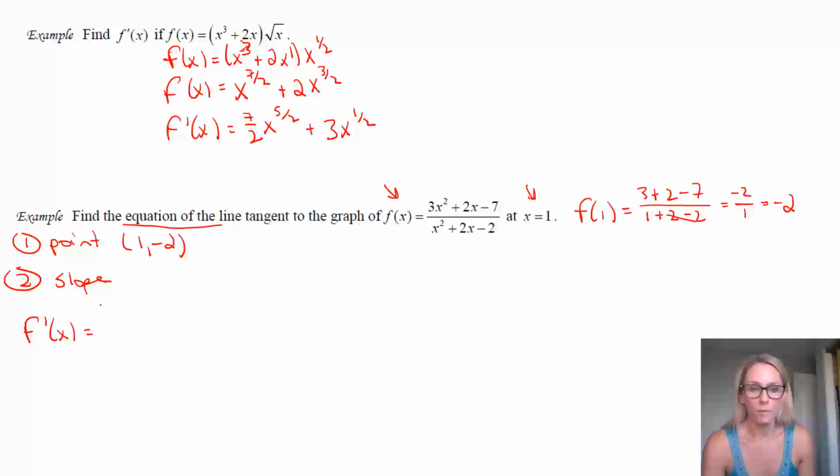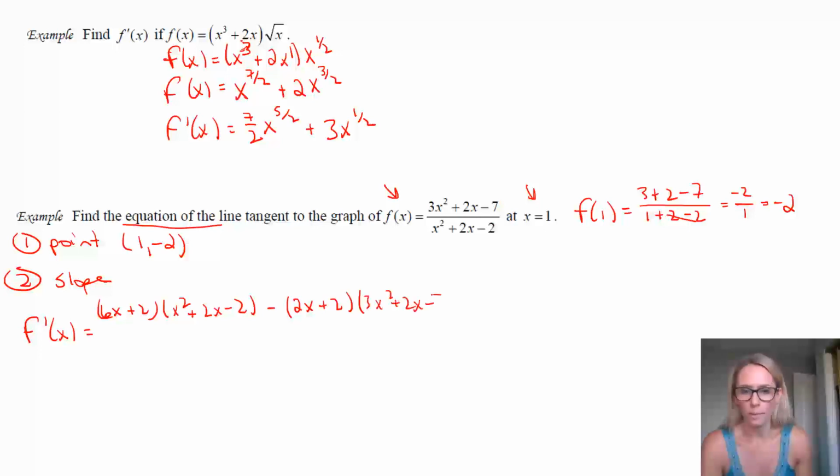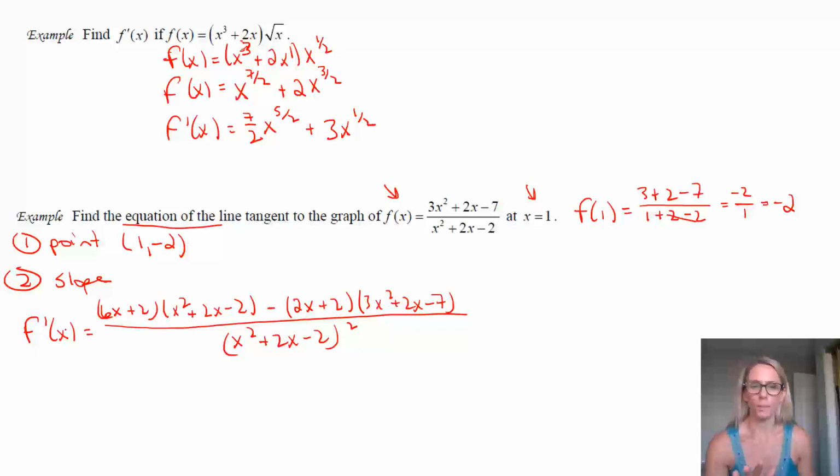So I'm going to take the derivative of the top, which is 6x plus 2, and multiply it by the denominator, x squared plus 2x minus 2. And I have a subtraction sign. And then I'm going to take the derivative of the bottom, the denominator, 2x plus 2, and multiply it by the top, 3x squared plus 2x minus 7. And then remember, that's all over the bottom squared.